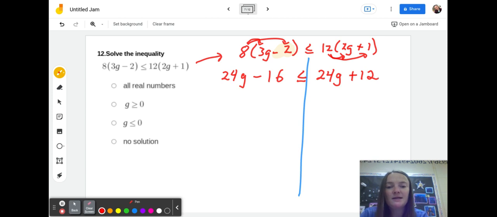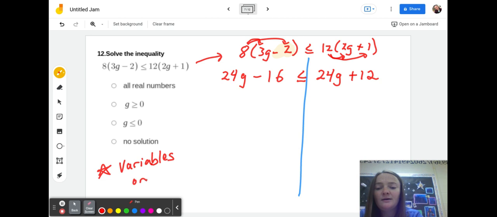I'm going to pick a side to put g on, and I'm going to pick a side to put 16 on. Here's a little hint with inequalities. It's probably best to keep your variables on the left, just because it's best to interpret that way. We've actually kind of always got our variables on the left in order to interpret. Okay, also all of our answers here are on the left.